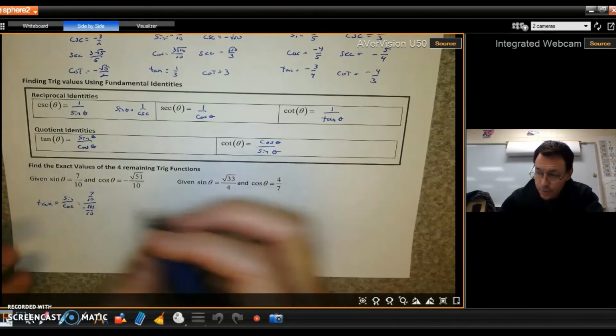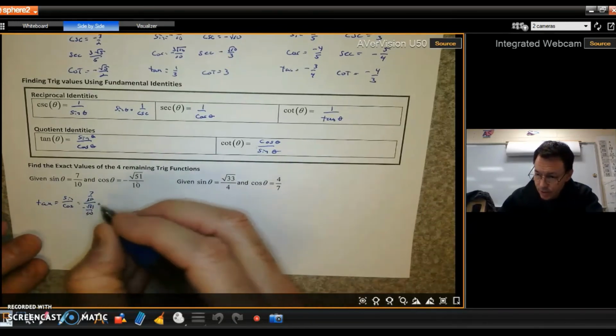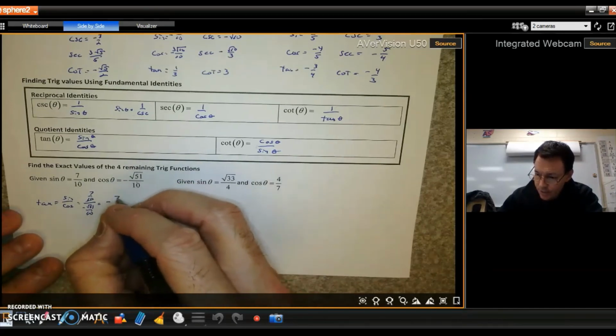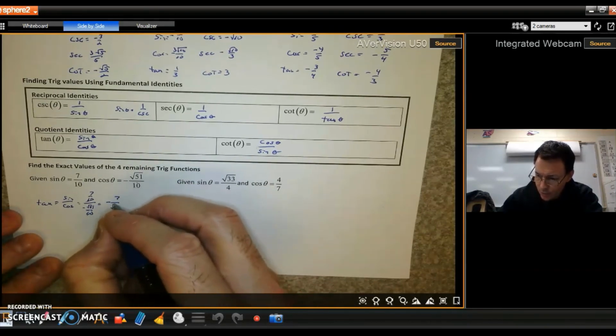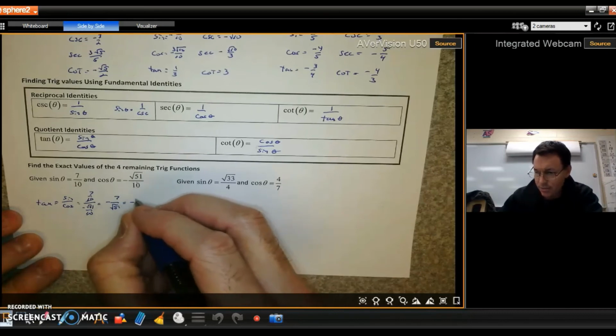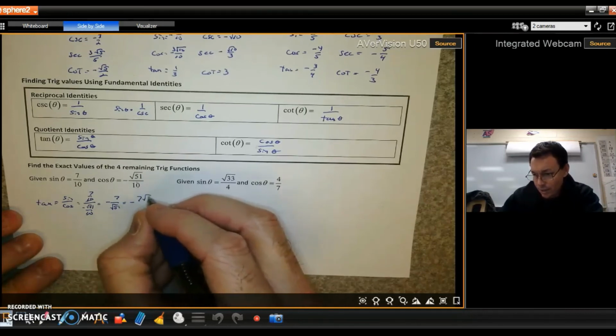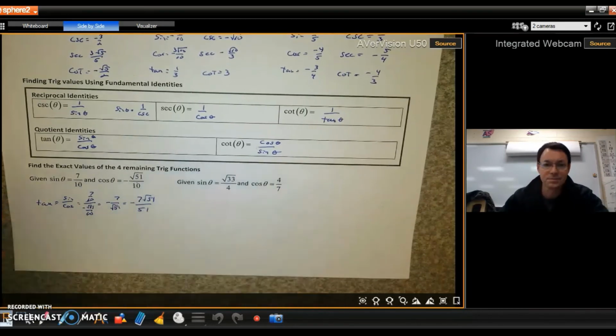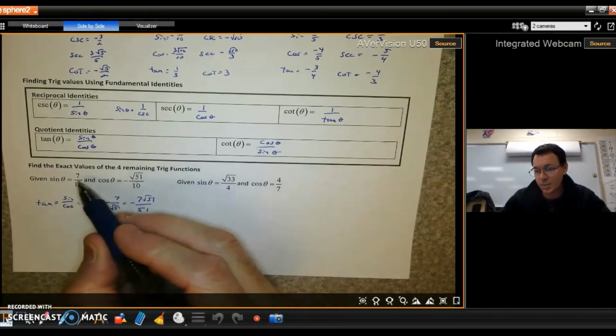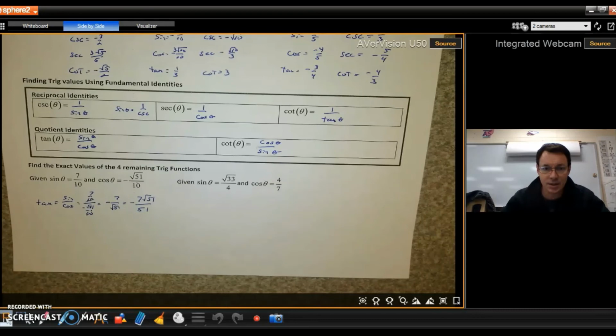Okay, this will reduce. Let the 10s reduce. You'll get negative 7 over radical 51, which is negative 7 radical 51 over 51. Okay, that's weird. Hey, I can throw whatever numbers I want. I took the numbers 7 and 10, I did the Pythagorean theorem, and I had to come up with this weird side of radical 51, so that's what it is. So that's the tangent of this triangle.